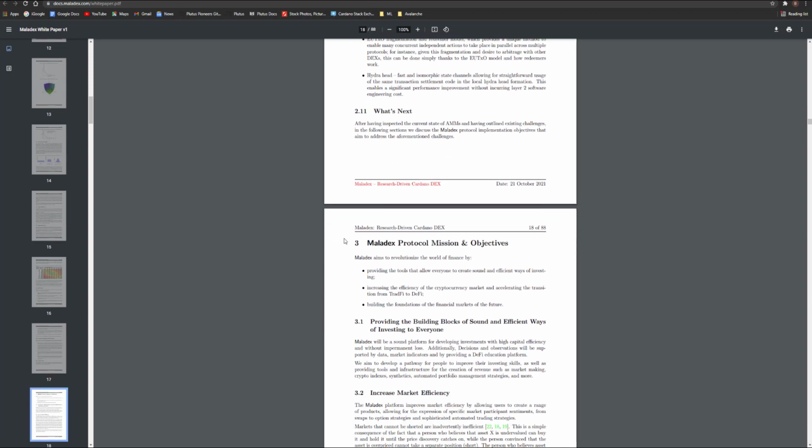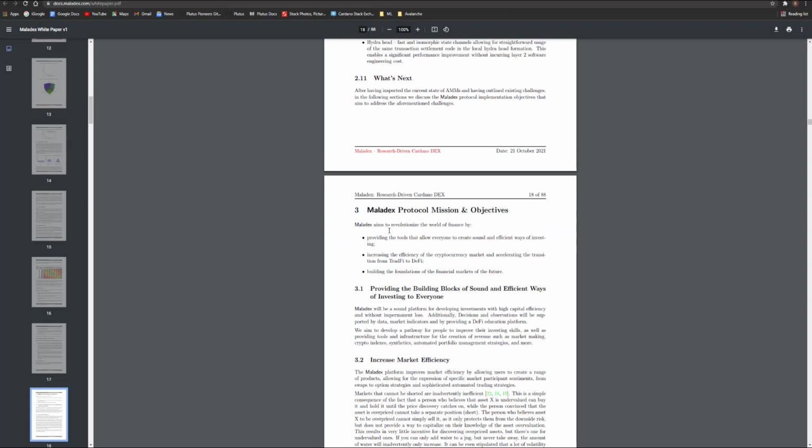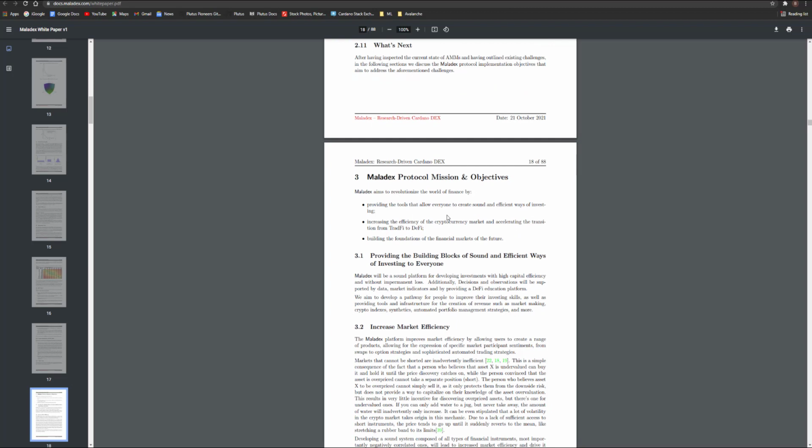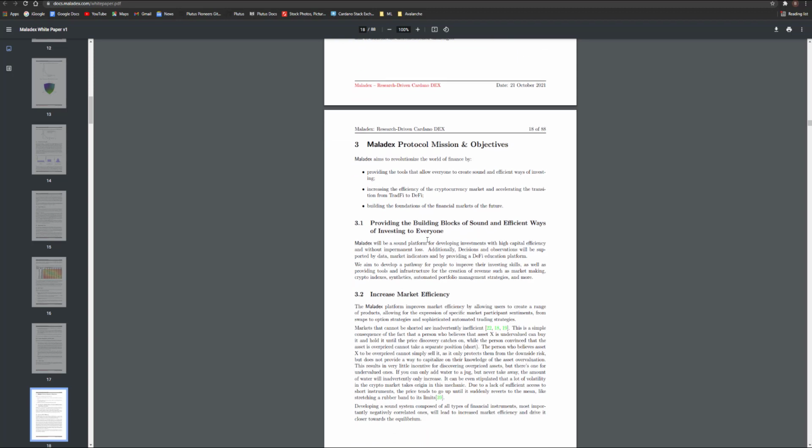And then down here, Maladex's protocol mission and objectives. They want to revolutionize the world of finance by providing the tools that allow everyone to create sound and efficient ways of investing, increasing the efficiency of the cryptocurrency market and accelerating the transition from traditional finance to decentralized finance, and building the foundations of the financial markets of the future. So quite impressive goals there from Maladex.